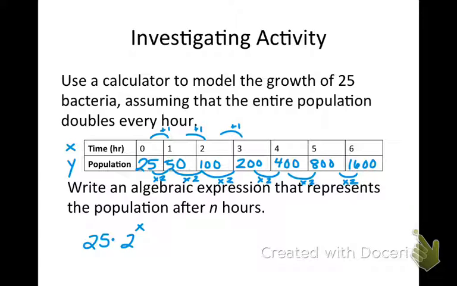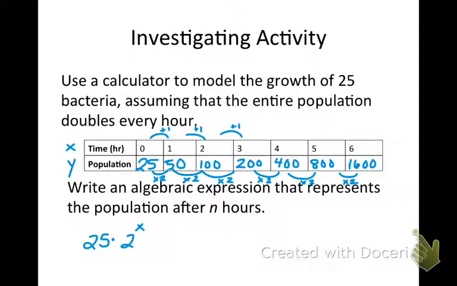Will it work with 3? 2 to the third is 8. Is 8 times 25 200? 2 to the 4th we said was 16. Is 16 times 25 400? Yeah, it is. Okay, so let's think about this.